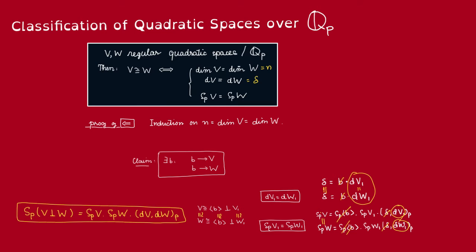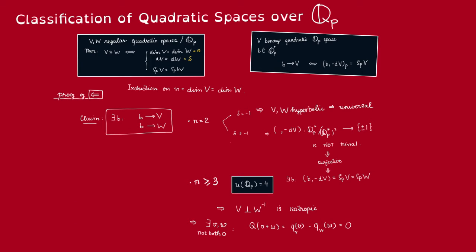Thus, the whole proof now boils down to proving this claim that there exists a B that is represented by both V and W. And this is why prior to this video we had a video on how to rephrase this in the case of binary forms in terms of the Hasse symbol. Alright, so now let's show that V and W represent some common p-adic number B. We consider this in two cases. First, the case when V and W are binary spaces, when their dimension is 2.